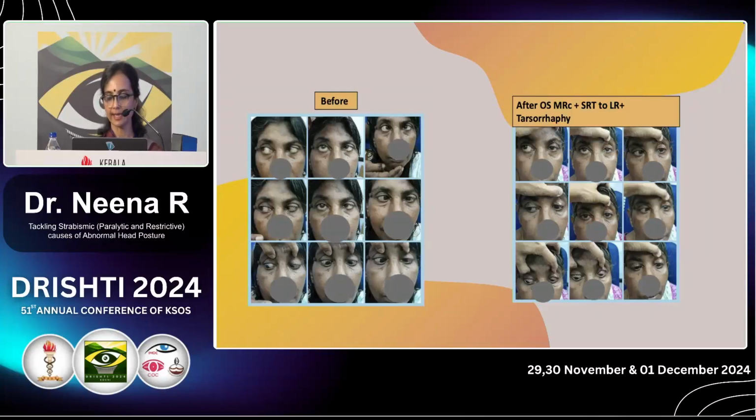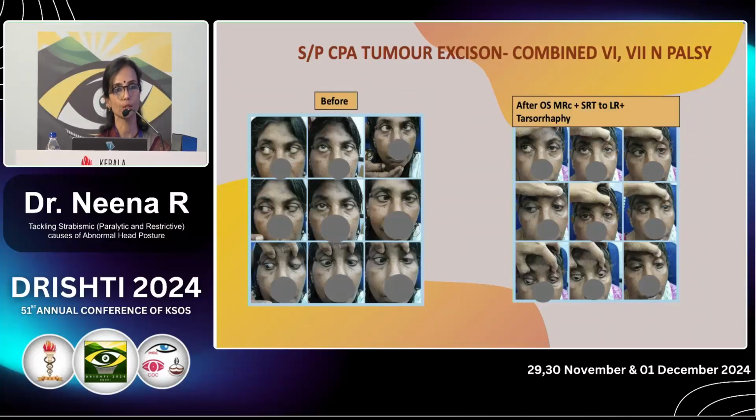So this lady had a CP angle tumor, a cerebellopontine angle tumor, and she had a combined 6th and 7th nerve palsy. You can see there is a very large ESO deviation and a facial palsy also.